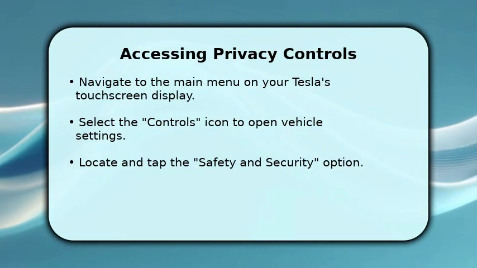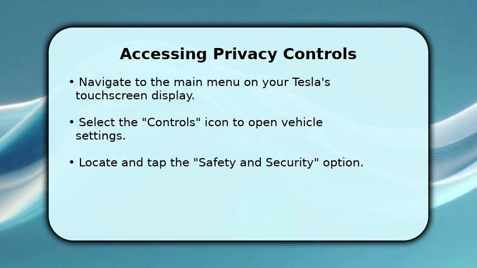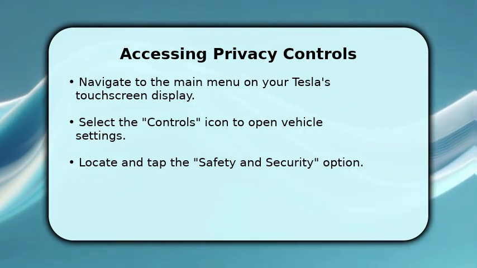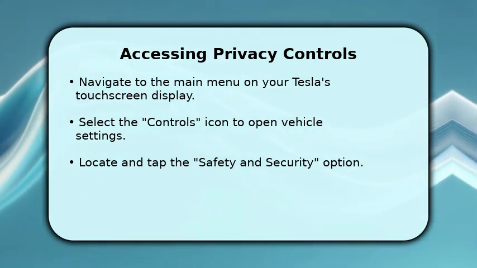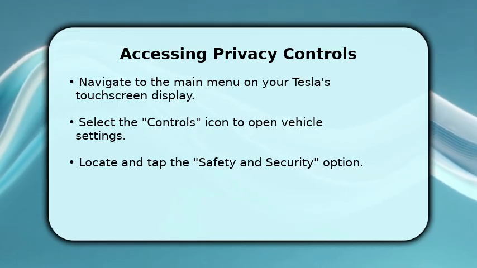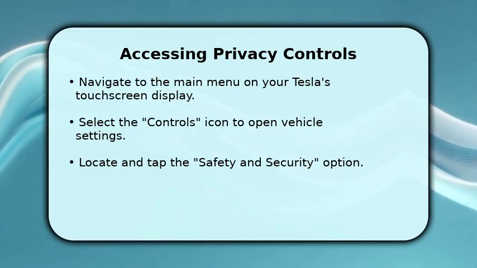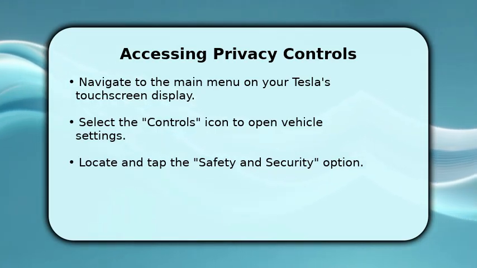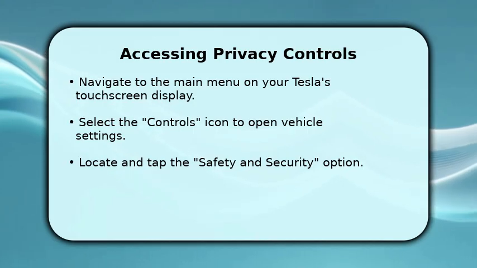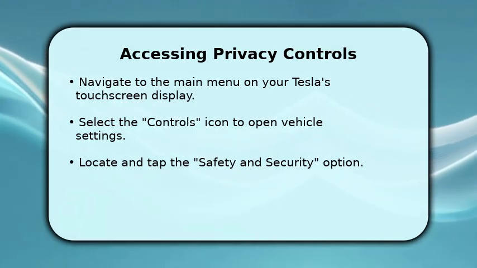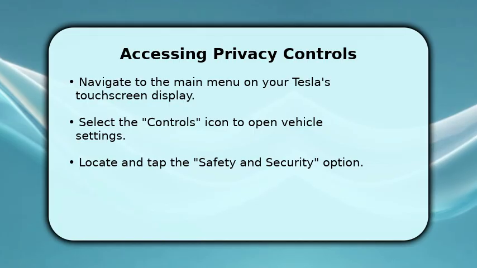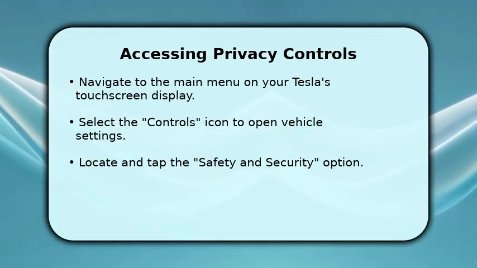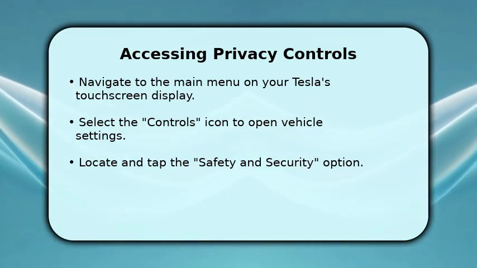First, begin by sitting in your Tesla Model 3 and ensuring the vehicle is powered on. On the large central touchscreen, you will see several icons at the bottom. Tap the car icon, which represents controls, to open the main settings menu. From there, look for the safety and security option. This section houses various important settings related to your vehicle's operation and data management. It's a crucial first step.